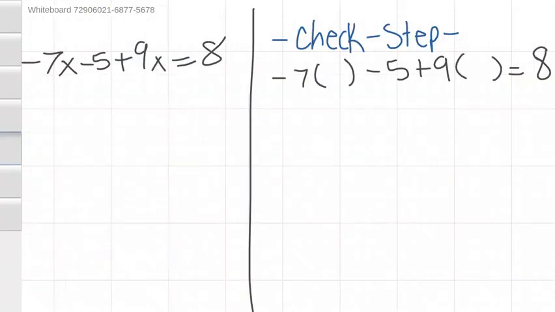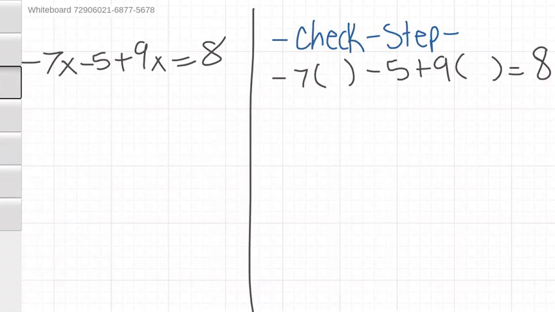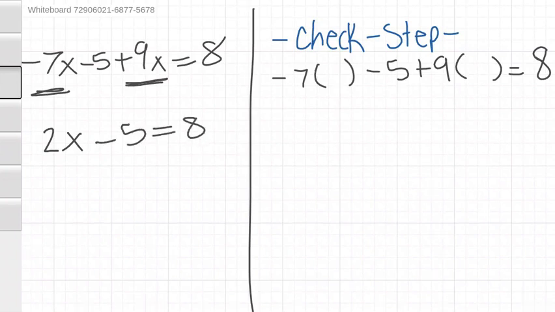Let's do some practice problems. What if we get the equation negative 7x minus 5 plus 9x equals 8? Well, we would first combine all of the possible like terms. We see two values with the same variables, negative 7x and 9x. So we will combine them. Negative 7x plus 9x is the same as 9x minus 7x, and that would equal 2x. So the whole equation would be 2x minus 5 equals 8.